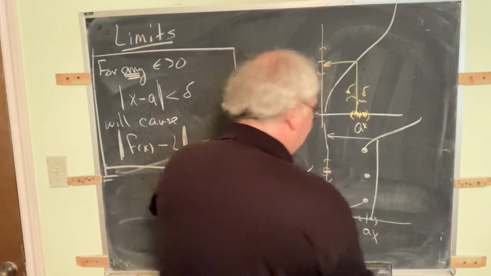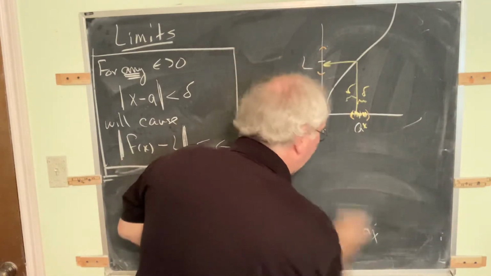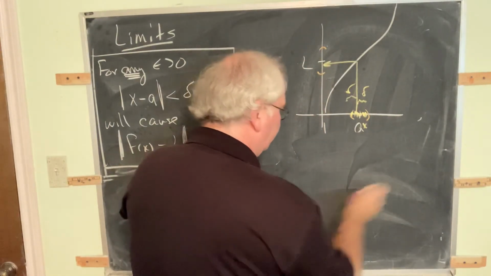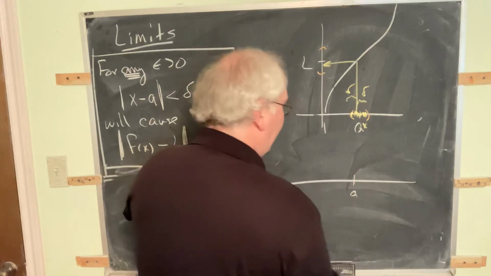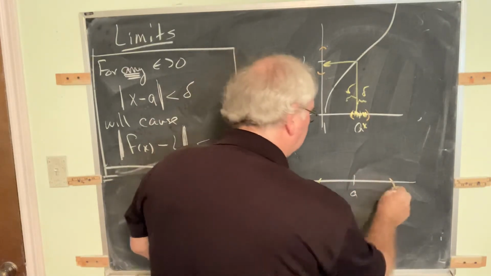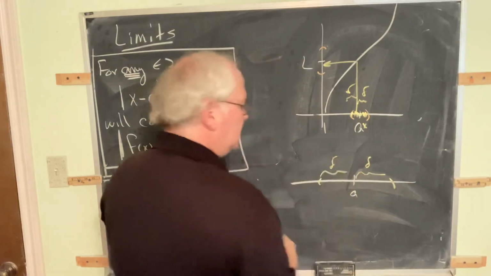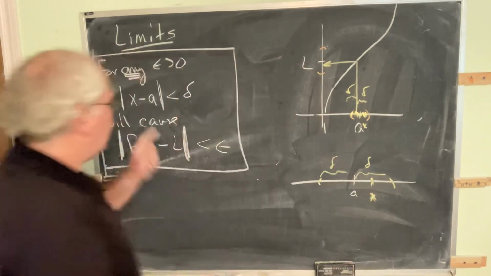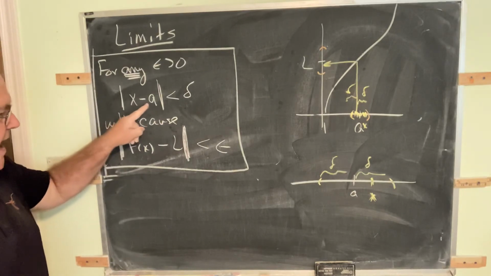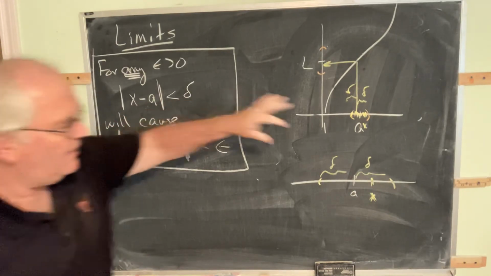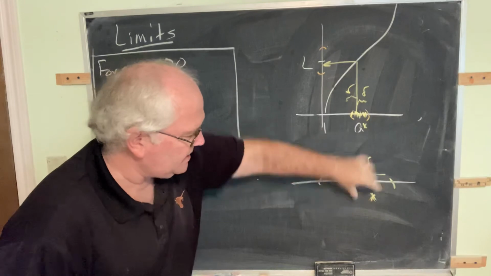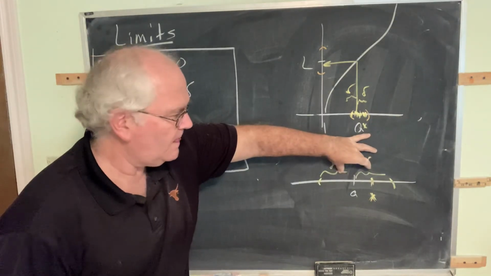If I magnify this picture, let me magnify that picture just to be sure. Here's A. This distance is delta. This distance is delta. X is here. The distance between x and A is less than delta. That's the fancy way of saying x is inside this delta interval.